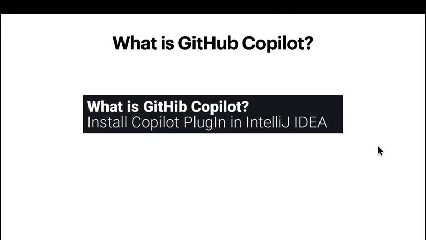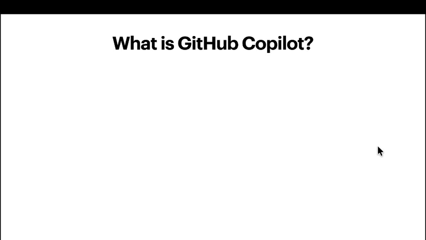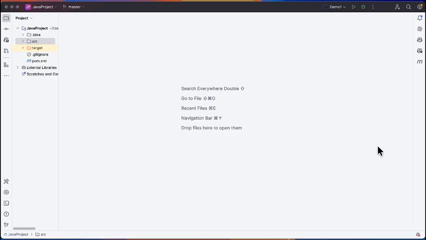Today's topic is what is GitHub Copilot. So nowadays this is a very trending topic in AI. So let's move to the practical thing. I'll start with what is Copilot. This is from GitHub, and it is a code assistant AI tool.